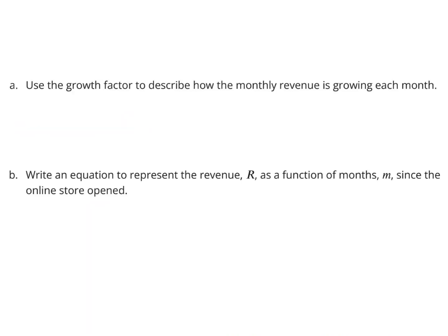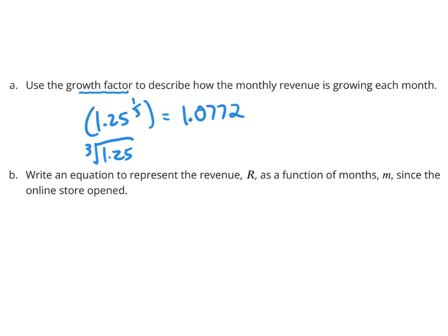Okay, now this question says, use the growth factor to describe how the monthly revenue is growing each month. So our growth factor for the jump was 1.25 for every 3 months. We took it to the 1/3 power, and we got 1.0772. There are more numbers, but we're just going to do this. It's the cube root of 1.25. It's all the same thing. Now, this is our growth factor. Remember, the growth factor is the B in the exponent form, so that we can say to the X power. It's just the B.